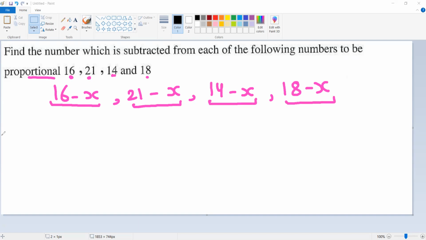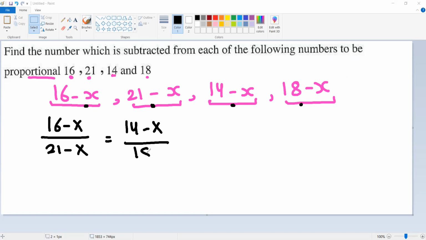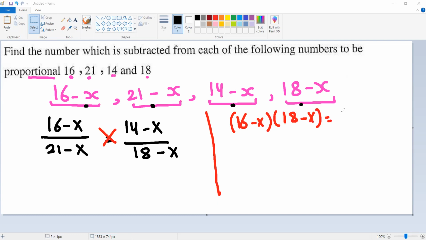So in this case, you will say that the first over the second, 16 minus x over 21 minus x, is equal to the third over the fourth, 14 minus x over 18 minus x. Okay, do cross multiplying. So here 16 minus x multiplied by 18 minus x is equal to 21 minus x multiplied by 14 minus x. Okay, so multiply.